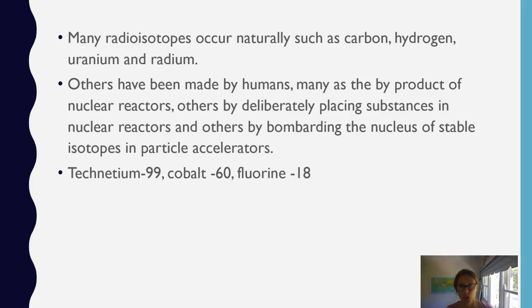Many of these will occur naturally. Carbon can come in the form of carbon 12, 13 or 14. Hydrogen 1, 2 or 3 all form naturally. So does uranium and radium. But others are actually made by humans in nuclear reactors, where certain substances are placed in a nuclear reactor and they bombard the nucleus of a stable element with other particles in particle accelerators, and that will then make some of those other radioactive isotopes.